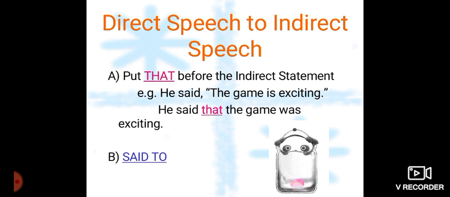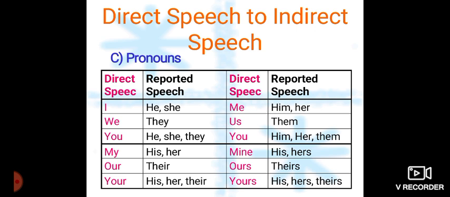The next word is said to. So the next rule we are going to see is said to, told, and where we are going to use these words. And then pronoun changing. Pronoun changing plays a vital role in changing direct speech to indirect speech, because that is the main rule. We change it as a third person speaking. Here we have a tabular column to clearly explain which words we use for speech in direct speech, and what words we want to use when we change that into reported speech.